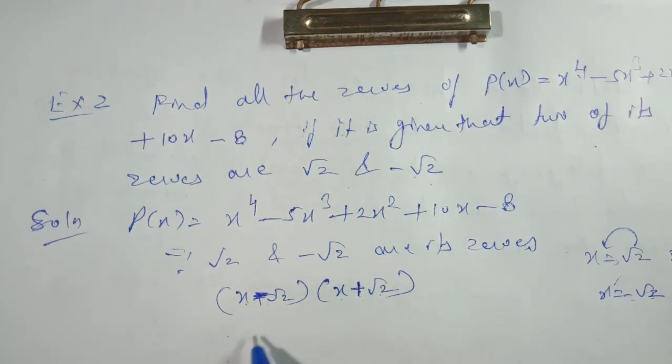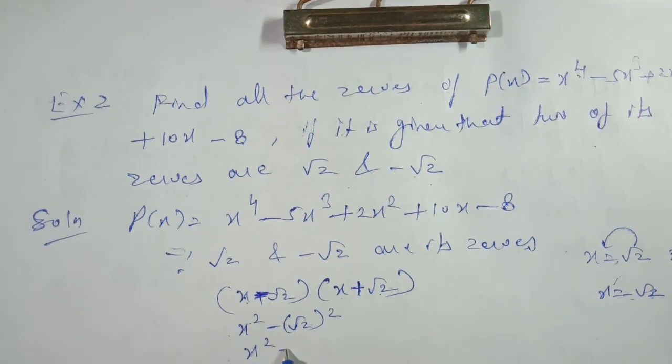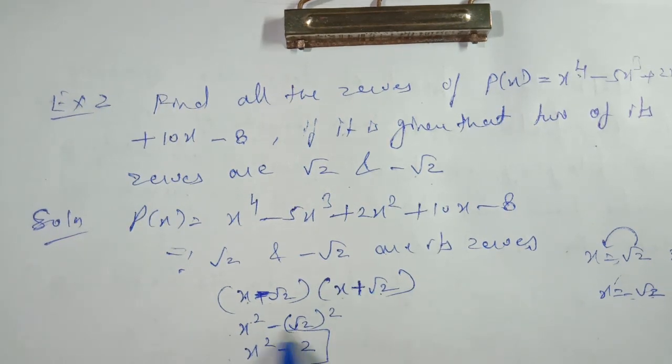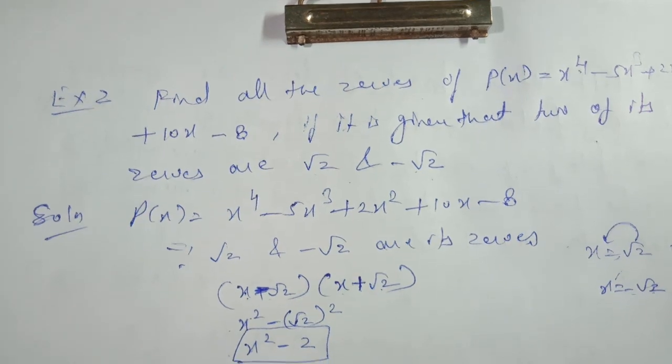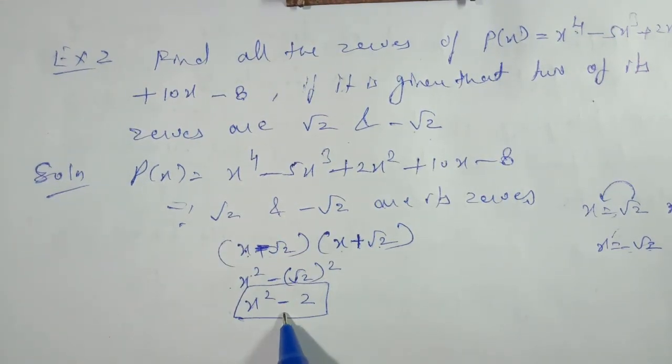So on the basis of that, we can change it into a square. a square minus b square means x square minus root 2 whole square. So this will be x square minus root 2 whole square. Whenever we multiply any root number 2 times, its square root is removed. So we are getting the polynomial x square minus 2. We have to divide the given polynomial by this polynomial.